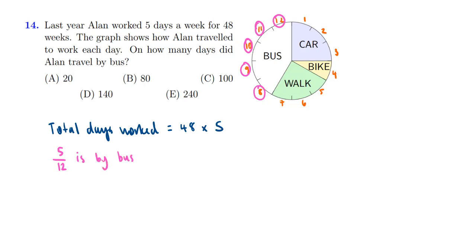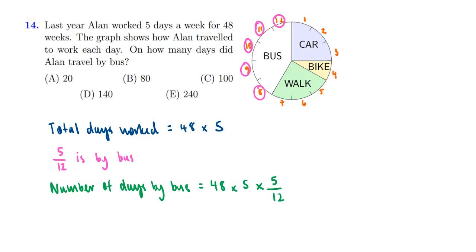Now, what do we do when we have a fraction and we want to find a fraction of an amount? Because we want to find the fraction of the total days worked. When we have the word of, that means we multiply. So the number of days catching the bus would be all the days, which is 48 multiplied by 5, and then multiplied by the 5/12.